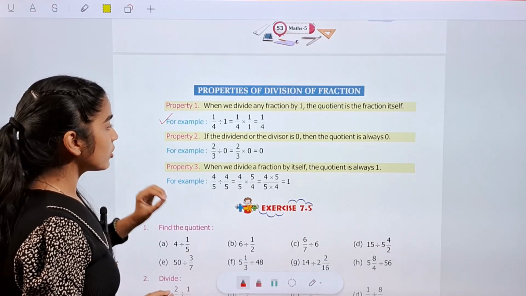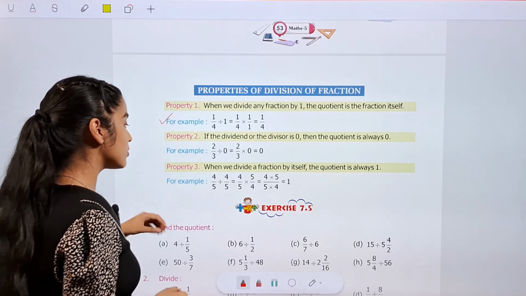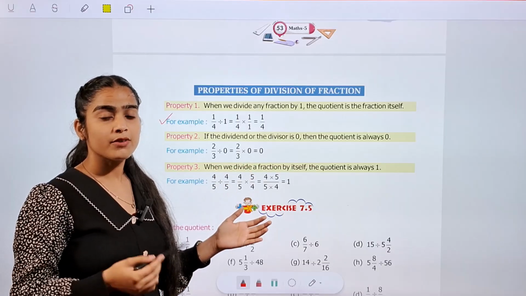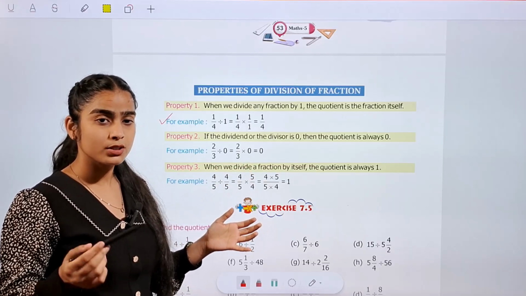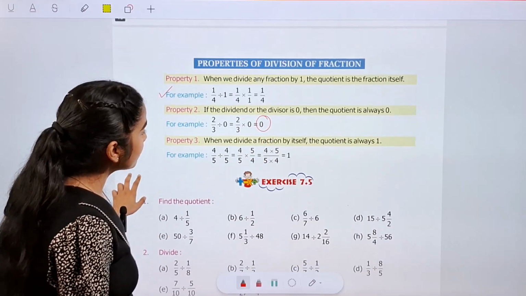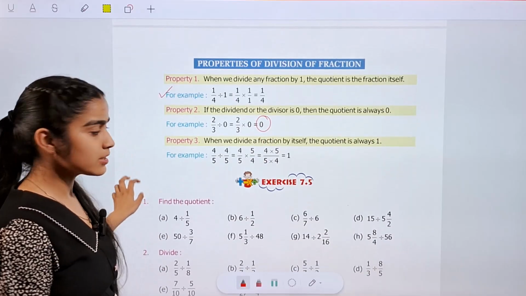If the dividend or the divisor is 0, then the quotient is always 0. Again the same thing which we understood in the multiplication part, कि whenever we divide anything with 0, we will get the answer 0. Okay, when we divide a fraction by itself, the quotient is always 1.